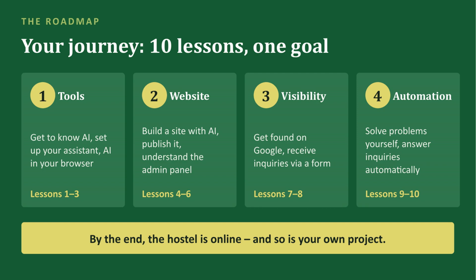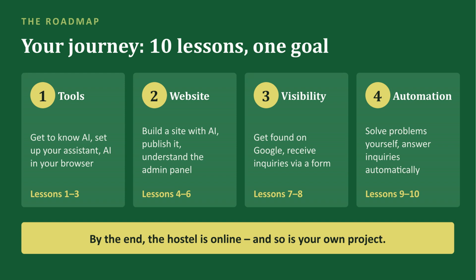So you know where this journey is headed. Here's the course roadmap in 4 stages. In the first stage, you get to know the tools. Today's overview. In Lesson 2, you'll set up your personal AI assistant, and in Lesson 3, you'll bring AI right into your browser. In the second stage, the website takes shape.